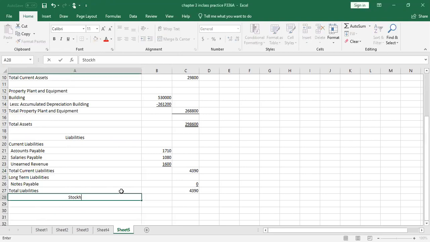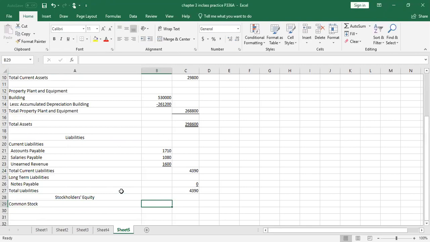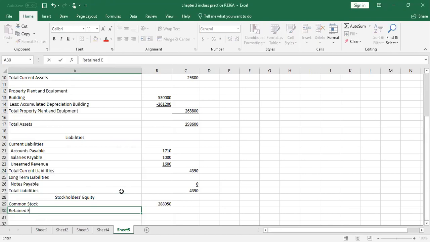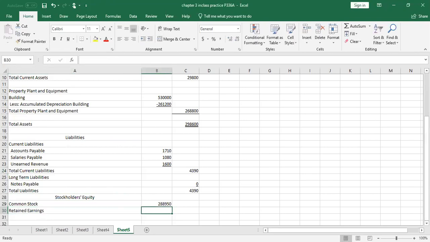So now our last part is stockholders' equity. The good news is you just report stockholders' equity as you always have. What is the balance in common stock? Looking at your trial balance, $288,950. And then what is the balance of the other major portion of stockholders' equity?